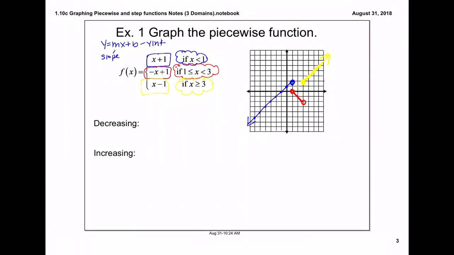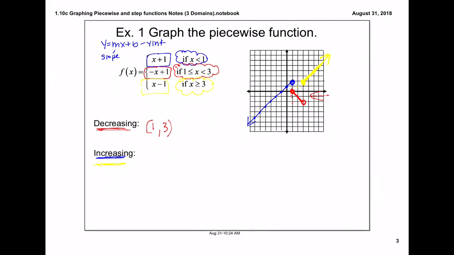We then need to state where our graph is decreasing. If we look at the red line, our graph is decreasing, looking at our x values from 1, including 1, to 3, but it's an open circle, so we use a parenthesis. Our graph is increasing on the blue line from negative infinity, and it is also increasing where our yellow line is, going to positive infinity.